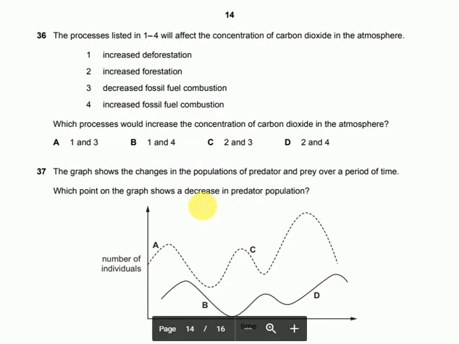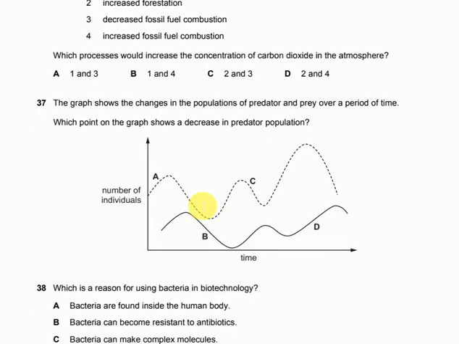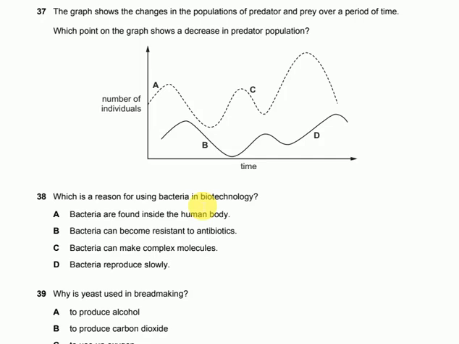The processes listed in 1 to 4 will affect the concentration of carbon dioxide in the atmosphere. Increased deforestation, increased fossil fuel combustion, decreased fossil fuel combustion, increased fossil fuel combustion. So the answer is B, 1 and 4. There will be increased deforestation, so there will be increased fossil fuel combustion, leading to increasing carbon dioxide in the atmosphere.